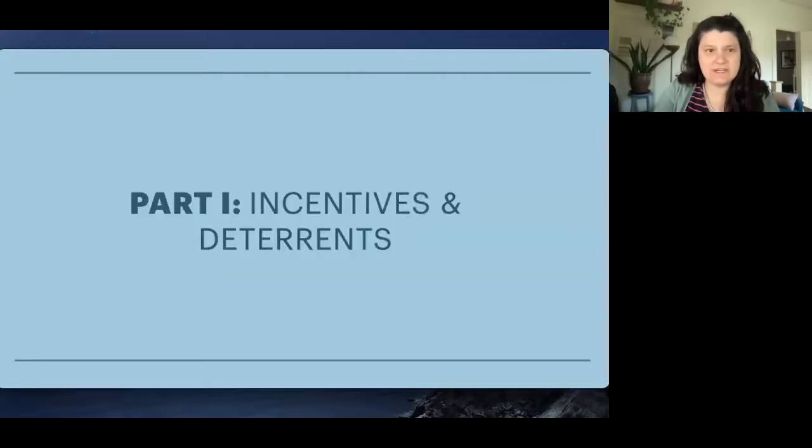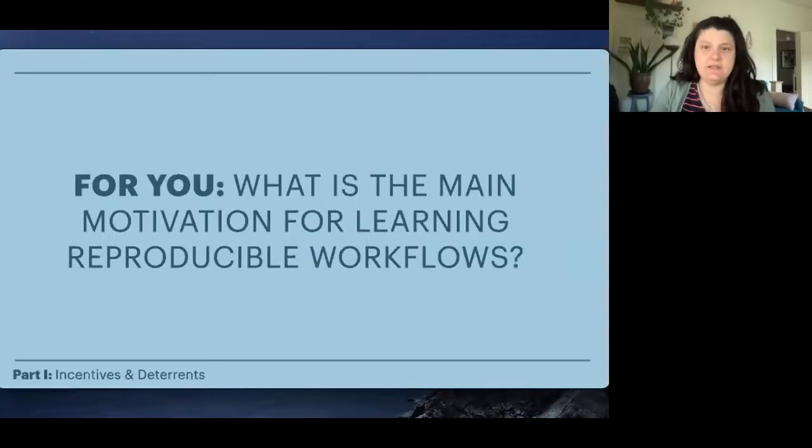So let's get started. Incentives and deterrents. I read through your intro surveys, and a lot of you seem really well versed in the motivations for using reproducible tools, and a lot of you are pretty advanced on the tools and methodology. So throughout this talk, I'm going to leverage the knowledge in this room.